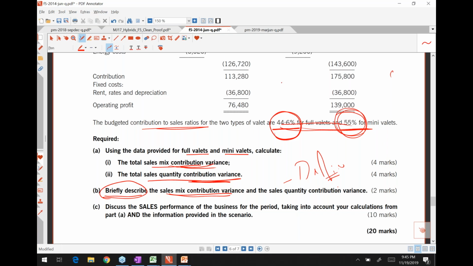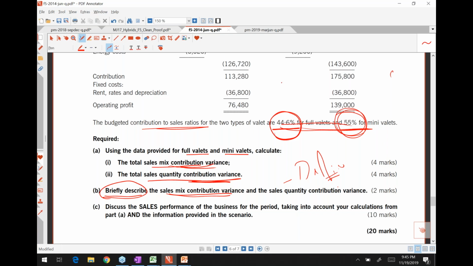Sales mix variance is the difference between standard mix and the actual mix. Sales quantity variance is the difference between standard quantity and the actual quantity. So it's not application based. This is knowledge based. Simple, you have to define. You have to use your core textbook knowledge to draft the answer. So use your basic knowledge.